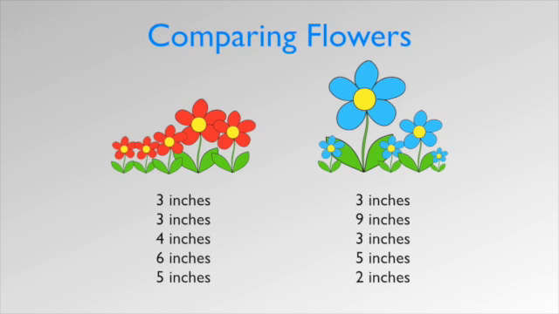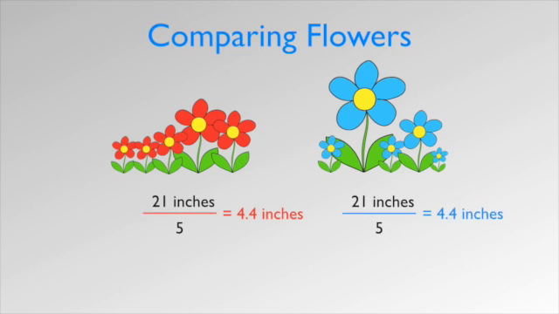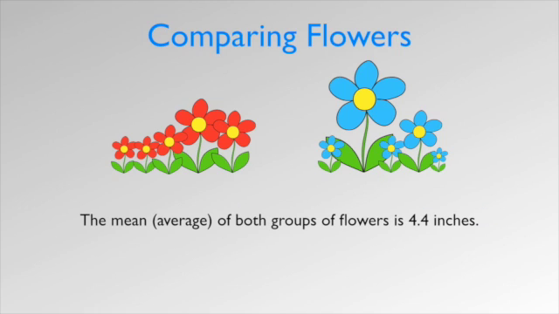One way to do that would be to calculate the average or the mean of those heights. And in order to do that, we would need to add up the heights of each flower in each separate group. So the sum of the red flowers is 21 inches. The sum of the blue flowers is also 21 inches. We would then divide by the number of flowers in each group, which is 5 for the red flowers, bringing us to an average of 4.4 inches. It's also 5 for the blue flowers, so that would also give us an average of 4.4 inches. What that tells us is that the mean or the average of both groups of flowers is 4.4 inches as far as the height goes.